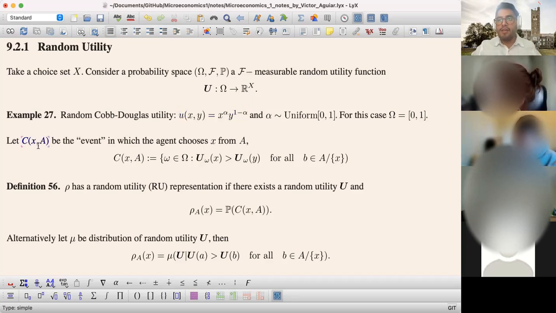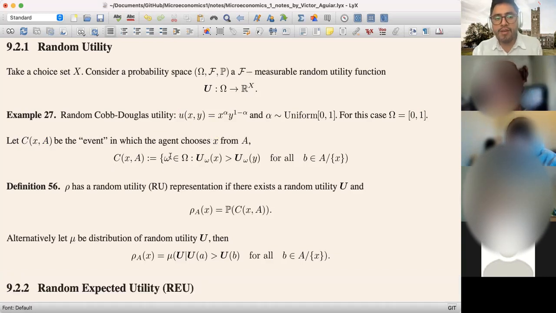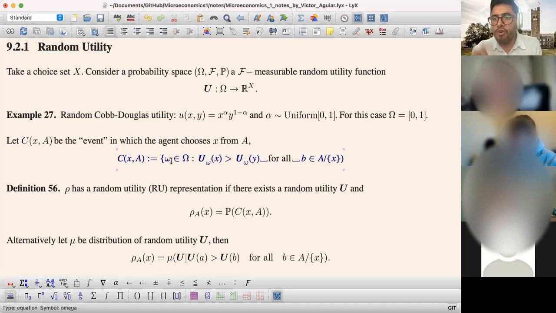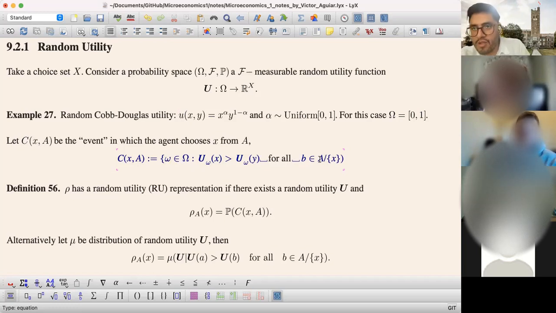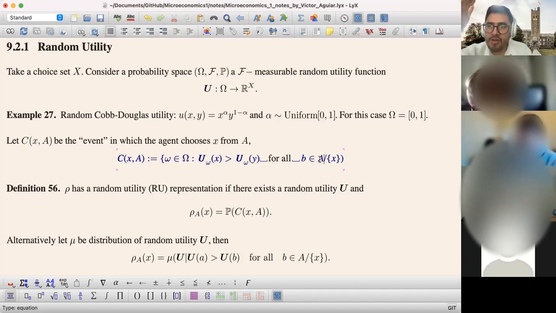Now, let's define a choice event. C of x of A is the event in which the agent chooses x from menu A. Essentially, this is the collection of omegas in capital Omega such that the realization of the utility, U of omega of x, is strictly greater than U of omega of y for all y in A minus x. Because each omega defines a utility function, defines a preference, this event is the collection of omegas where x is better than y, okay? x is the best alternative possible.